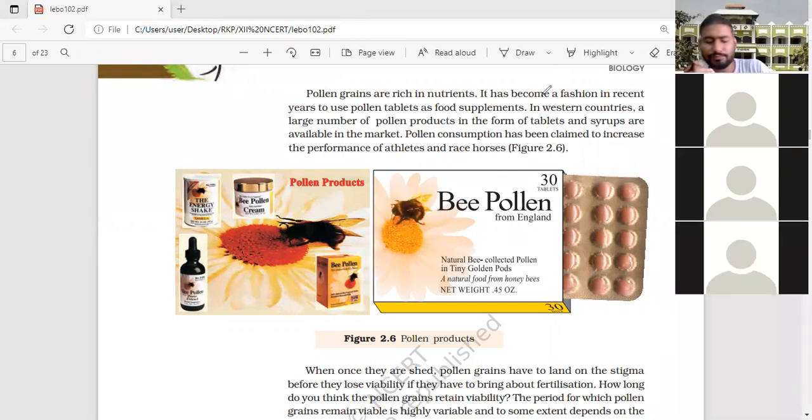Okay, clear. Now, these pollen grains have been claimed to increase performance, which means they can act like drugs. It can increase the performance of athletes and race horses. Sometimes when a person is going to play in a race or compete as an athlete, they can use these pollen grains, pollen consumption. This also acts like a drug.